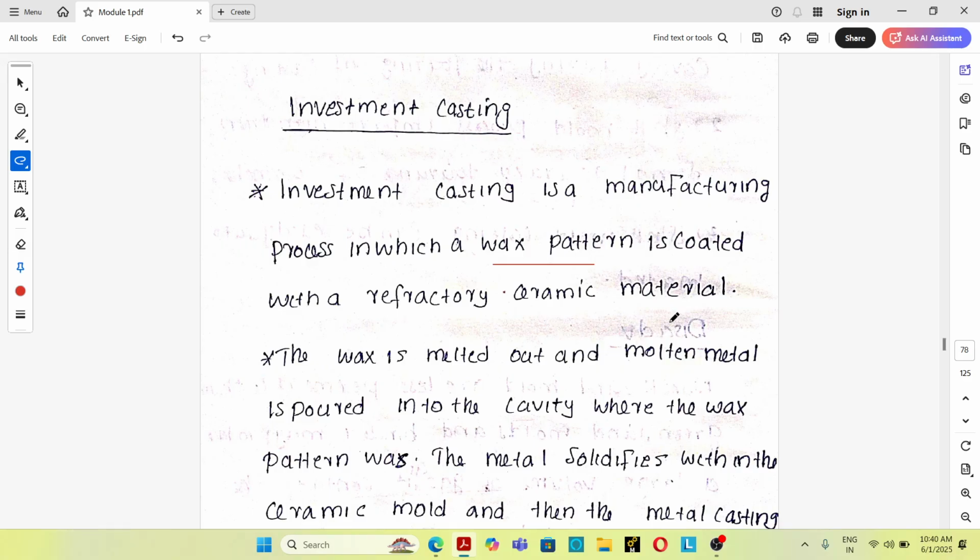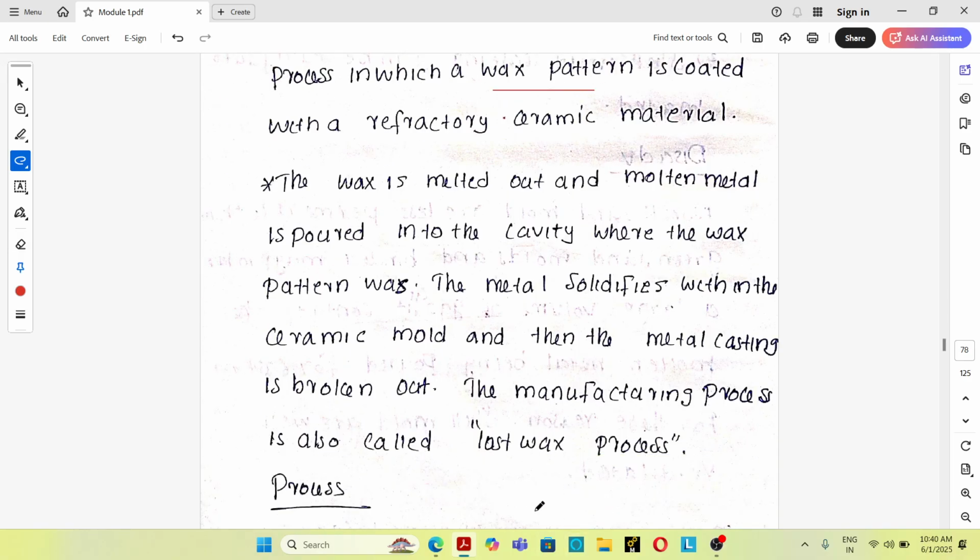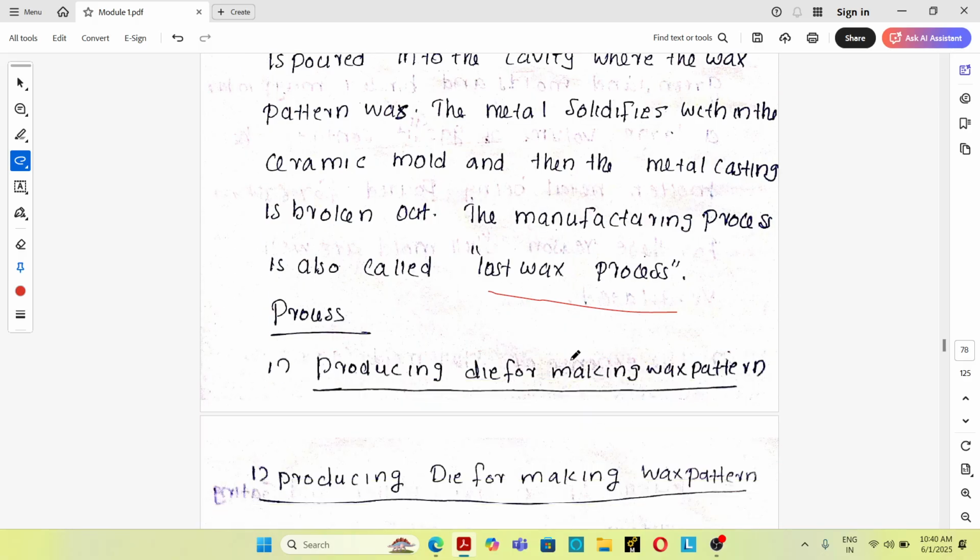The investment casting process is basically an expendable casting process. So in all expendable casting processes, the entire mold is broken and the product is taken outside. As the investment casting process uses a wax pattern, it is also known as the lost wax process. So in all investment casting processes, a wax pattern is used, so it is also known as the lost wax process.